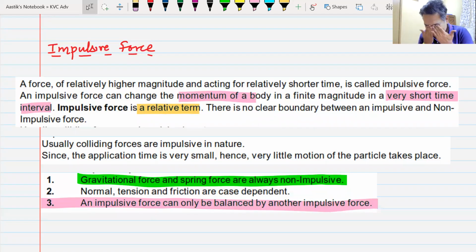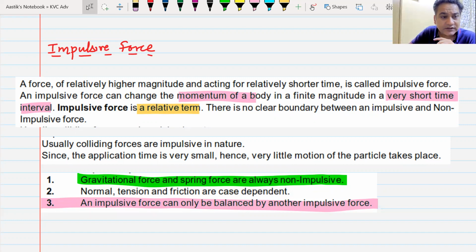Now these forces which are impulsive are a very specific type of force which act for a very short time, but they are forces of very large magnitude. We had discussed that, yes or no? And we had also seen that gravitation and spring force are not taken as impulsive during what we call collision. But other forces such as normal reaction, tension, and friction can be impulsive and can be non-impulsive at times. Do we understand this?